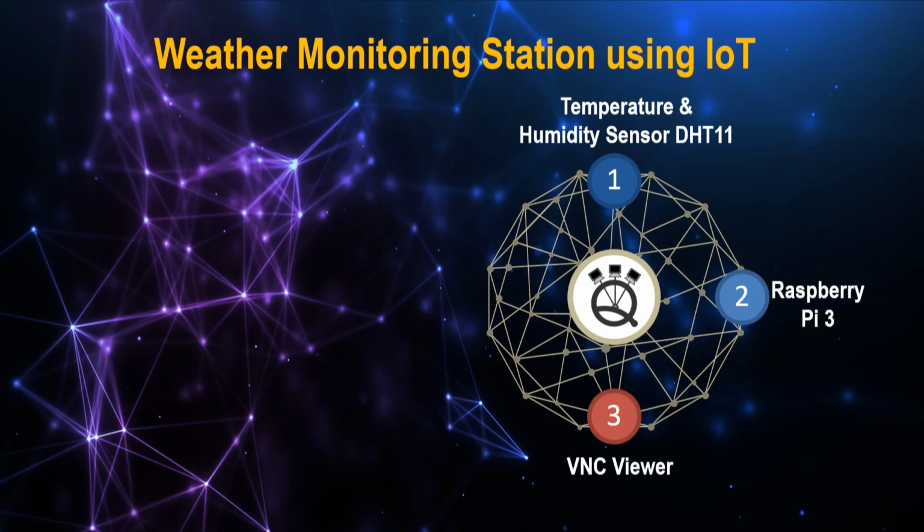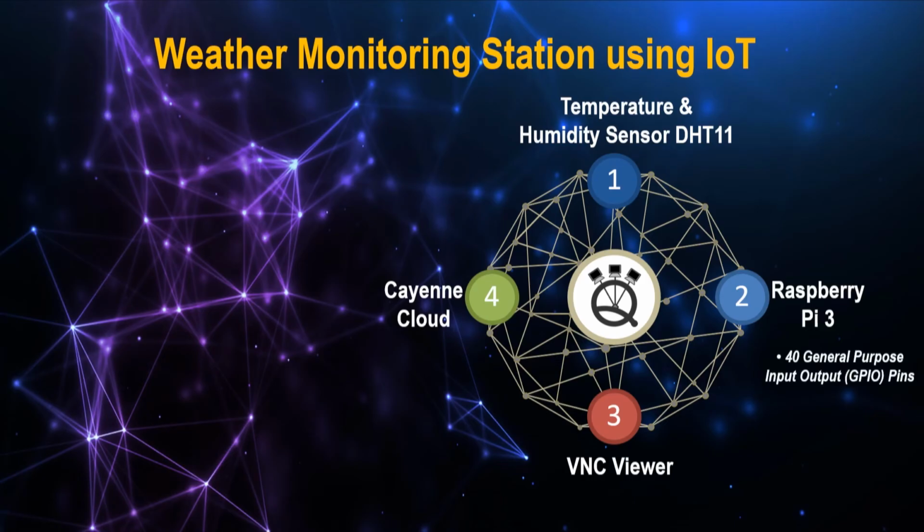And we can use any type of cloud. For example, I have given here Cine Cloud, otherwise you can use ThingSpeak or something, any type of cloud you can use. So with the help of these four items you can monitor the weather, or the temperature and humidity of a room or of a classroom.